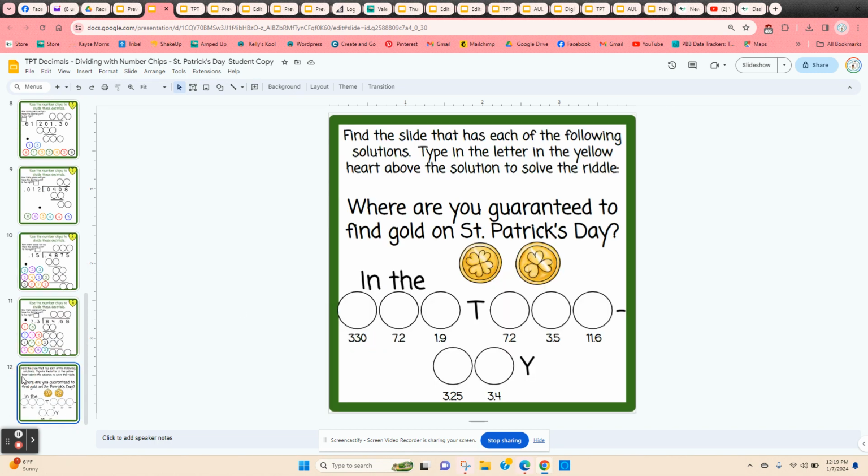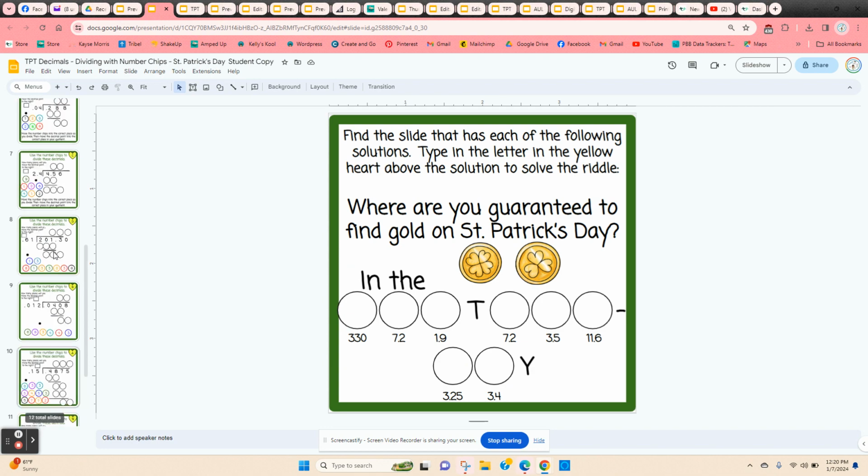So when you get down to that very last slide, here should be all of the answers from the previous slides. So the students are going to scroll back, find these answers, and then the letter in the yellow heart, they're going to type in here above its answer. And that should answer this St. Patrick's Day riddle. Where are you guaranteed to find gold on St. Patrick's Day?